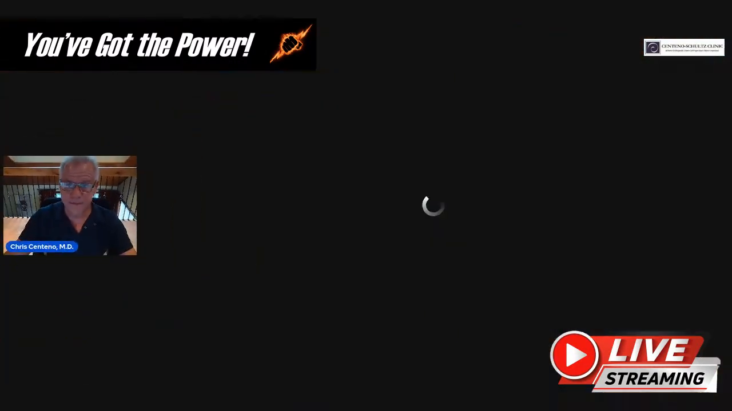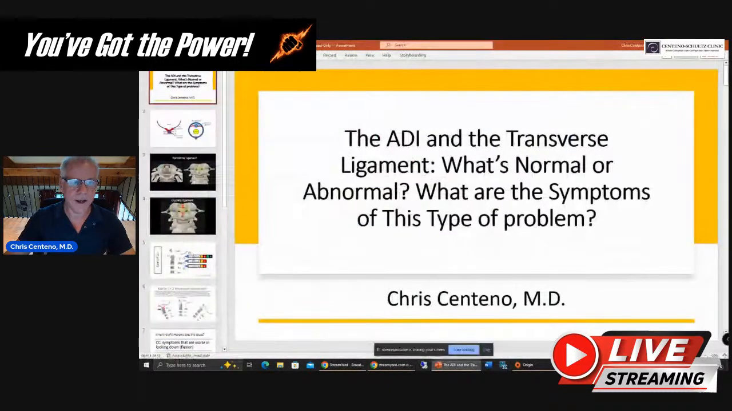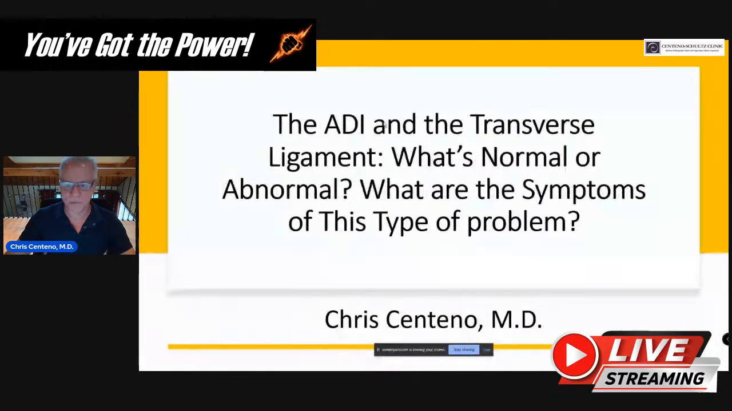So again, we're talking about the transverse ligament today if you're just joining us. And I'll share my screen, and then we will get started. Again, talking about the transverse ligament. I'll go through this and then take questions. So the ADI and the transverse ligament, what's normal, abnormal? What are the symptoms of this kind of problem?